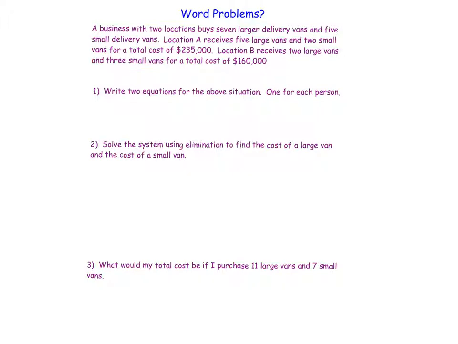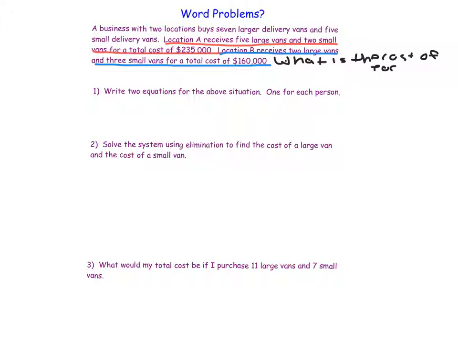So now we're going to take our knowledge of elimination and apply it to a word problem. So let's just read through this together. It says a business has 2 locations and buys 7 larger delivery vans and 5 smaller delivery vans. Location A receives 5 large vans and 2 small vans for a total cost of $235,000, while location B receives 2 large vans and 3 small vans for a total cost of $160,000. Essentially what we're trying to figure out is what is the cost of each van. So add that in there. What is the cost of each van?